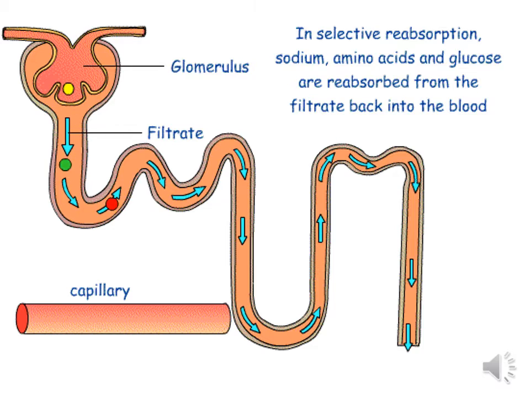This figure shows how blood enters and how foreign material is filtered, and then the formation of urine. In selective reabsorption, sodium, amino acids, and glucose are reabsorbed from the filtrate back into the blood.